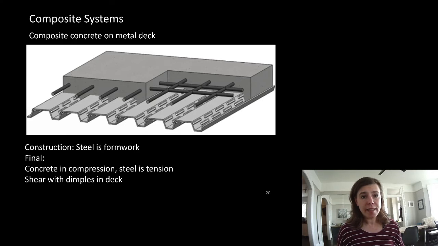But mostly, we really take advantage of composite action for bending elements. That's where we really see a huge advantage in composite systems. So what are some composite systems? We've talked about glulam, and we've talked about steel in concrete. But here are some other ones.